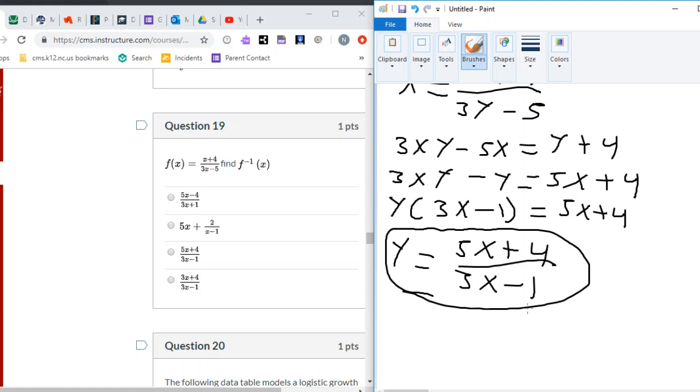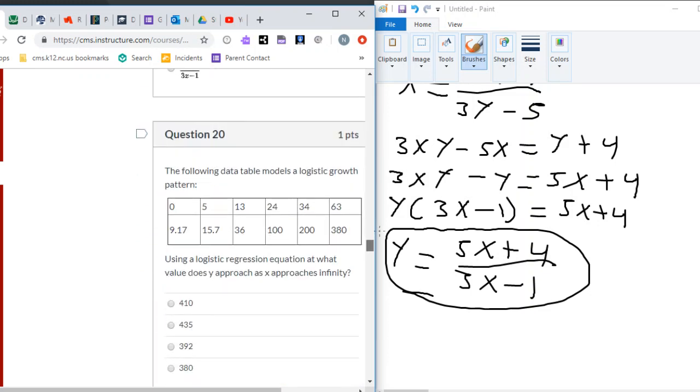(5x plus 4) divided by (3x minus 1) is answer choice C. Yes, 5x plus 4 over 3x minus 1. That's answer choice C. Okay.